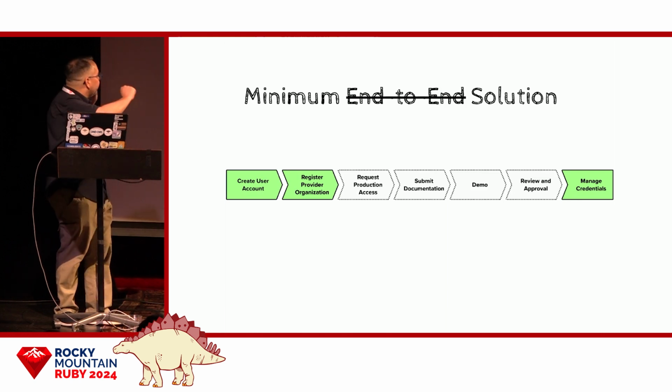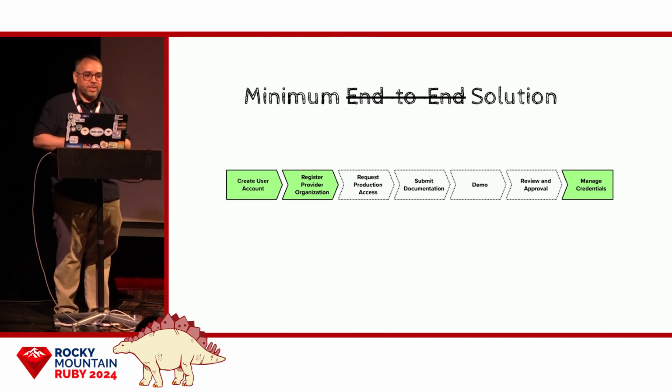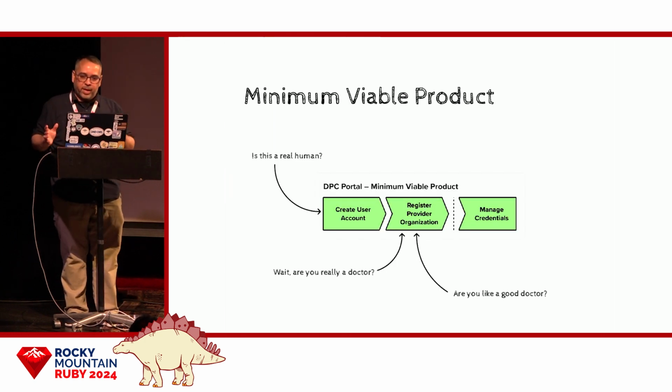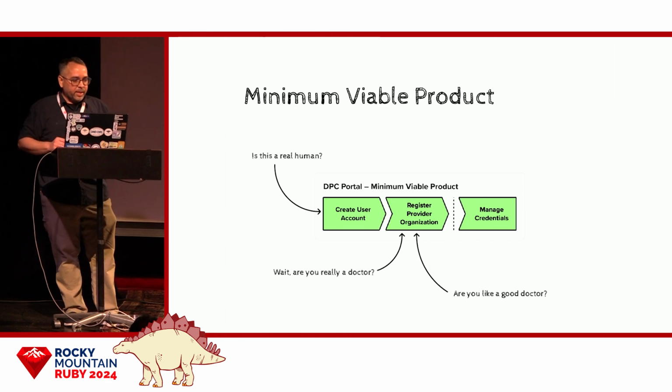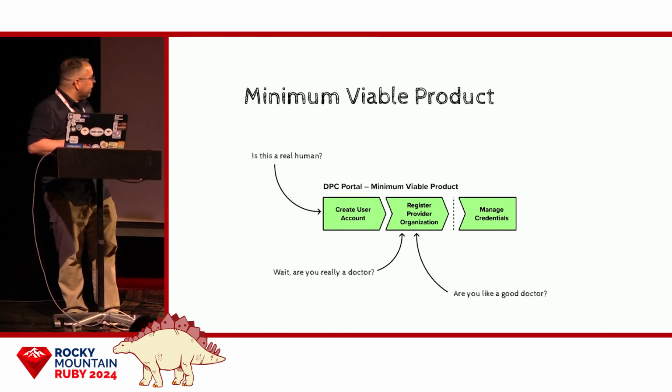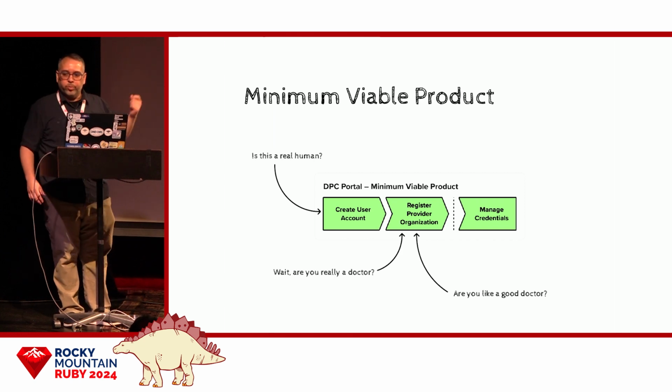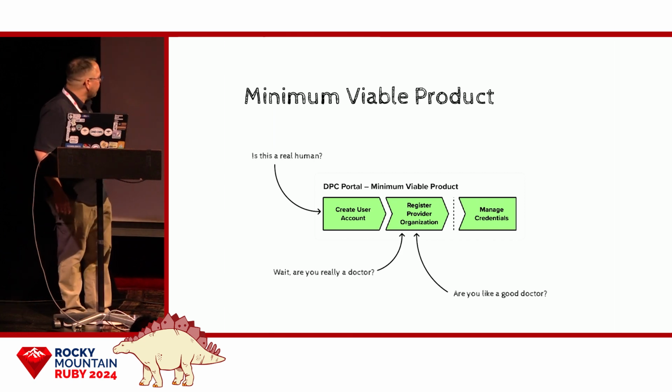So what if we test the extremes? What are the risky parts of this process, right? And how do we try that out? So we basically came up with this minimal viable product, which is our version of the portal. Basically, it does the extremes, which is, can you create a user account, register as a doctor, and then if those two things are true, we give you access to this API and the data.